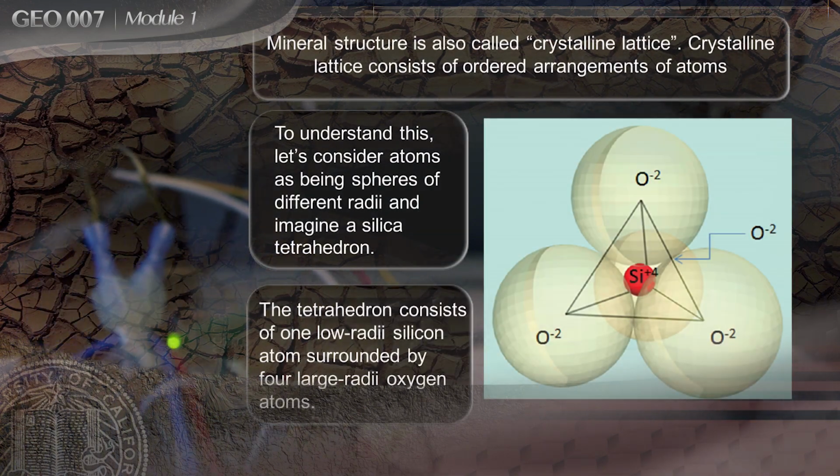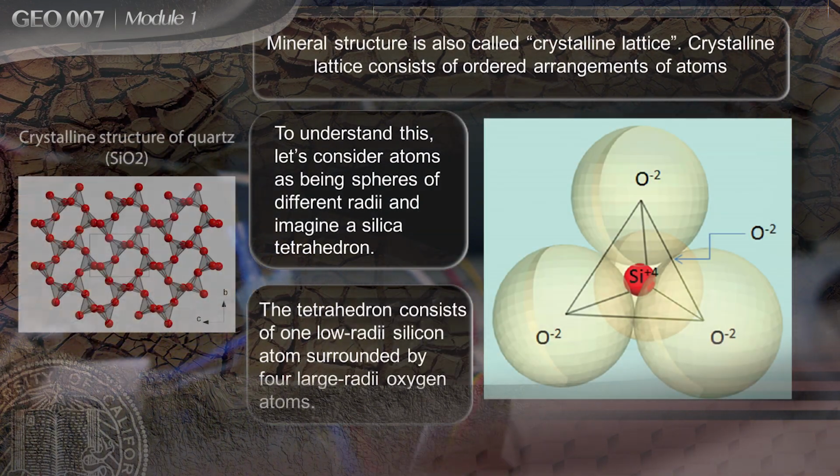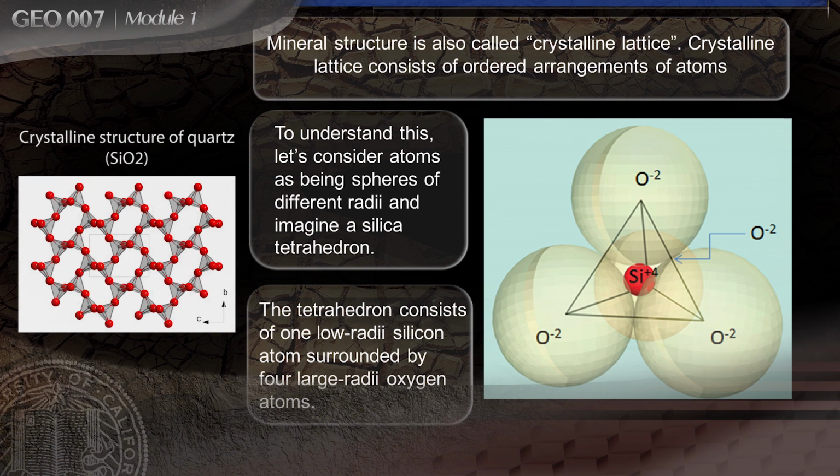Mineral structure is also called crystalline lattice. Crystalline lattice consists of ordered arrangements of atoms. To understand this, let's consider atoms as being spheres of different radii and imagine a silica tetrahedron. The tetrahedron consists of one small-radius silicon atom surrounded by 4 large-radius oxygen atoms.